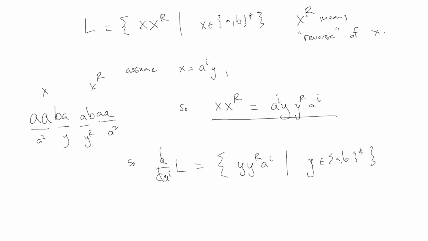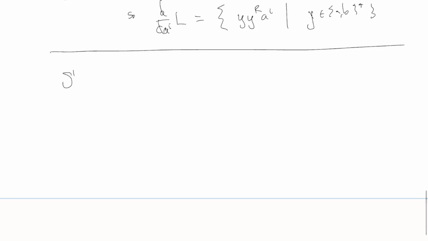But again, these are all different for various different i's, right? Basically, what you see here is y followed by its own reverse, and then with one extra a, or two extra a's, or three extra a's at the end. And those are all different from one another. All right, I got some for you all to think about. See if you can show these are not regular.